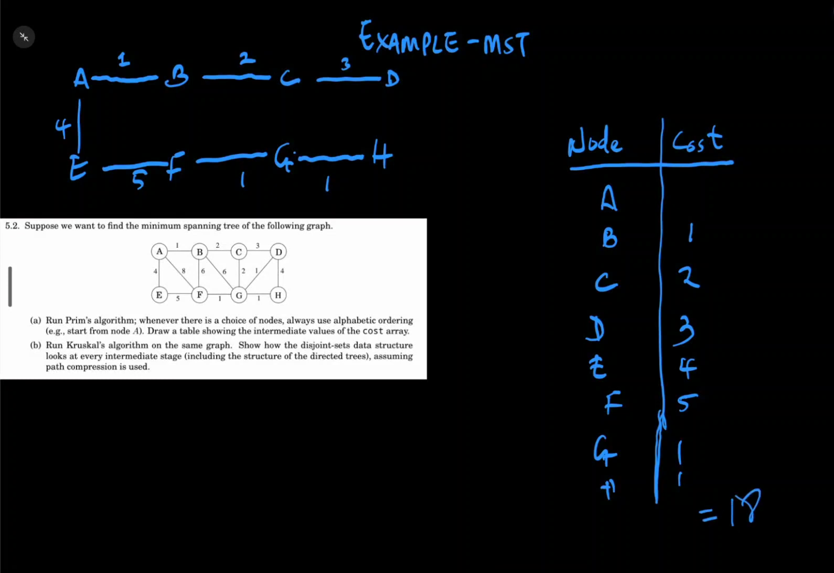I'll leave the second question for you to try. That's running Kruskal's algorithm on the same graph. If you have any confusion, refer to the last video before this one. It also asks that you show the disjoint set data structure. So that means that for every step in your Kruskal's algorithm, you draw a new graph. You want to draw the graph step by step.